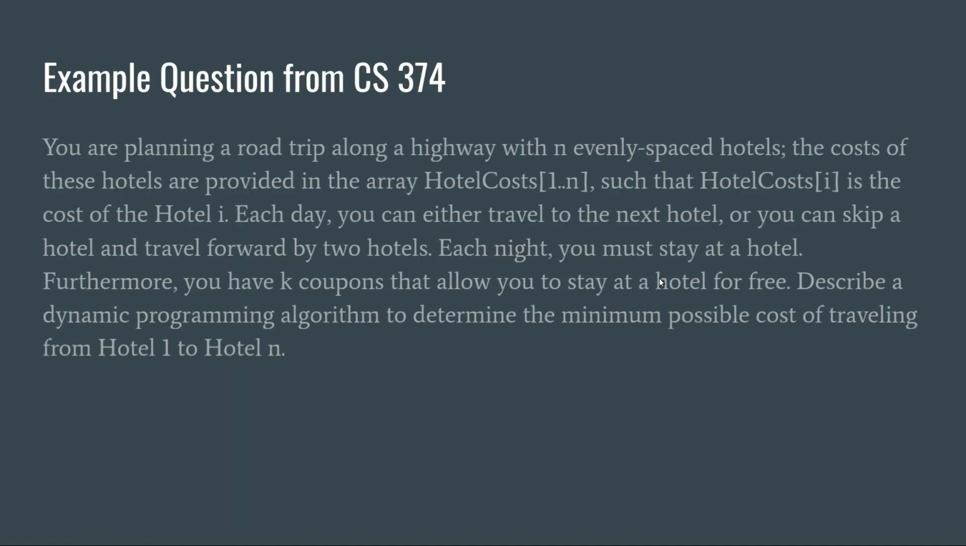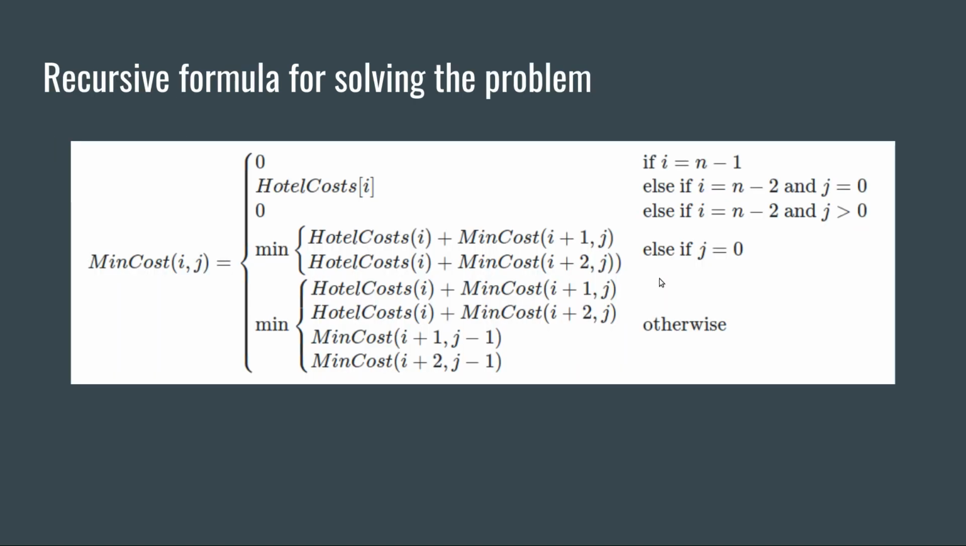So here's an example question from CS374. I'm not going to read the whole thing, but the gist of it is that it's about minimizing the cost of the hotels you stay at while you're on a road trip. And here's a recursive formula that you can use to solve the problem.